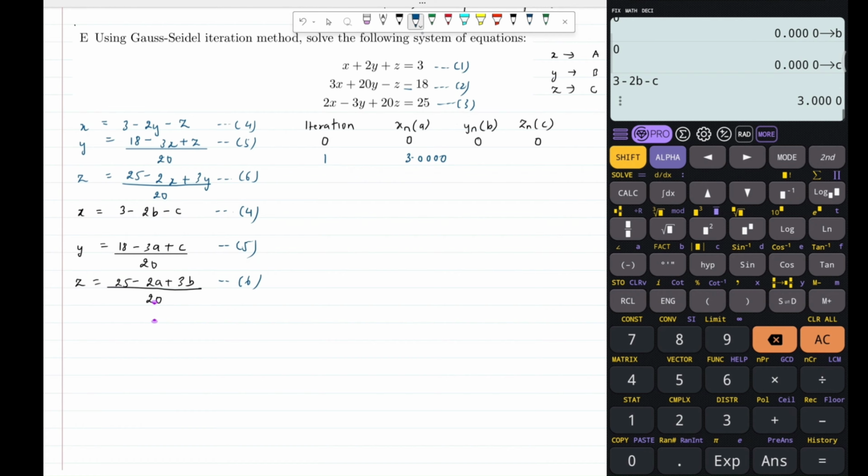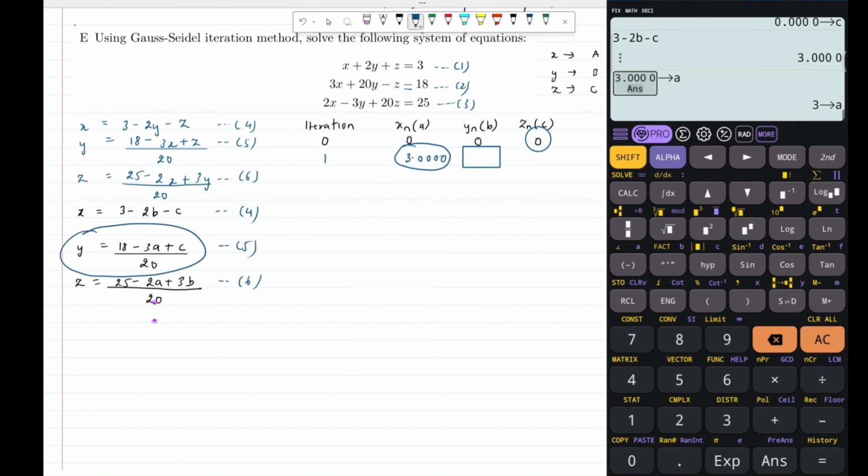So we are going to now store this value in A. So let me press shift, store and A. The older value of A was 0 and now it has been modified, and the new value of A is 3. Now when we move on to calculate y, we are going to use the latest available values of x and z. You can see that the latest available value of x is 3 and that of z is 0. So let us move on to equation number 5, which is this.